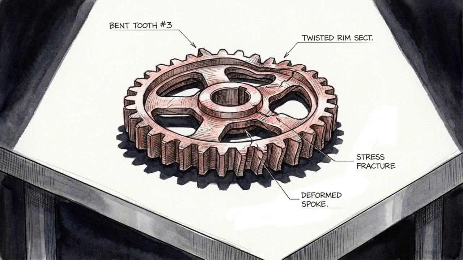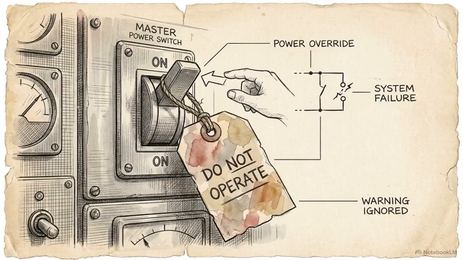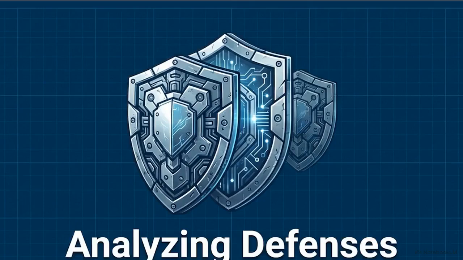Identifying that root cause is a crucial first step, but knowing why a component failed doesn't automatically explain how that failure managed to slip past an organization's existing safety protocols. That requires shifting our focus away from the initial error and looking directly at the physical and procedural barriers that were supposed to contain the hazard.